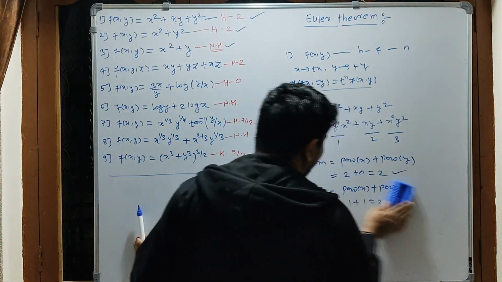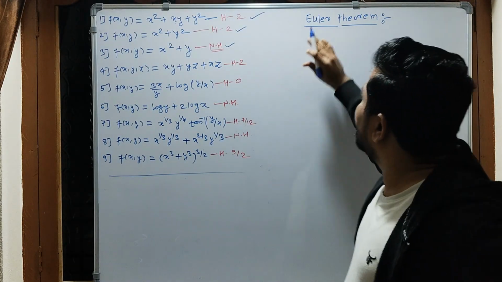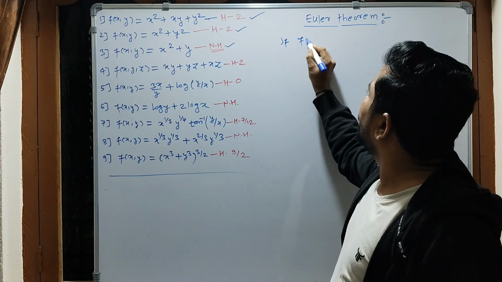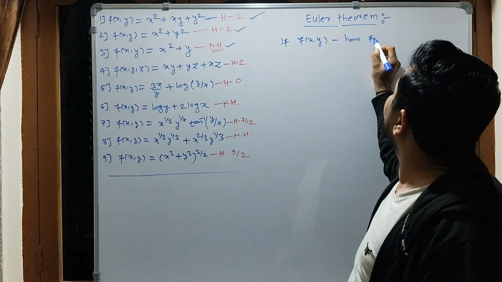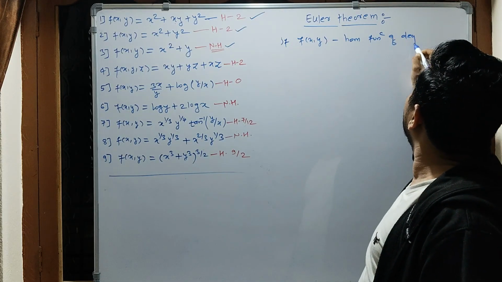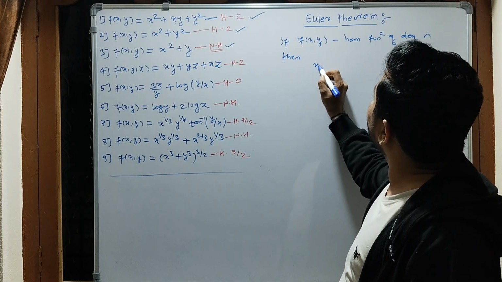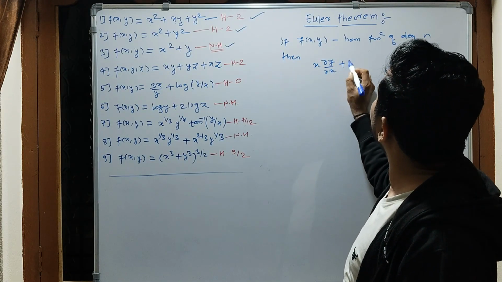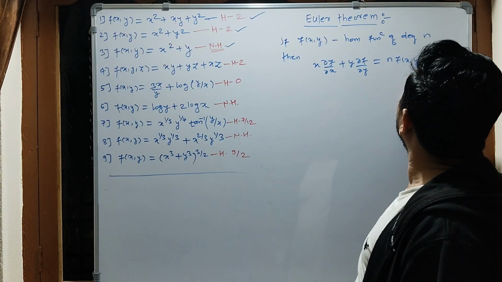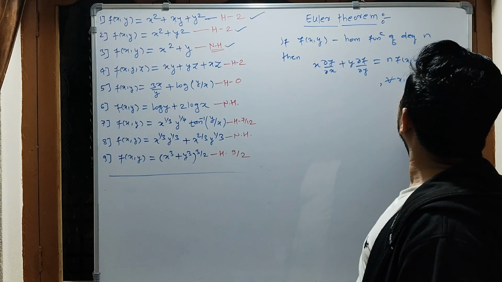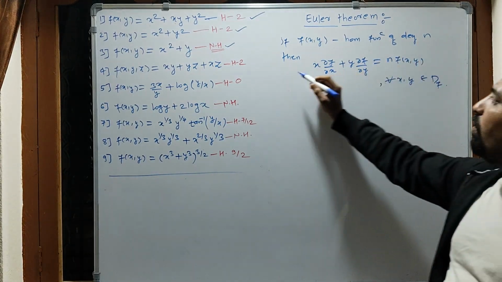After checking that your given function is homogeneous, we can go for the statement of the Euler theorem. The Euler theorem says: if f of x, y is a homogeneous function of degree n, then x times dou f by dou x plus y times dou f by dou y equals n times f of x, y. This is true for all x, y belonging to the domain of my function f. This is the statement of my Euler theorem.